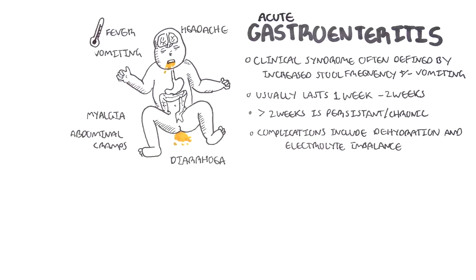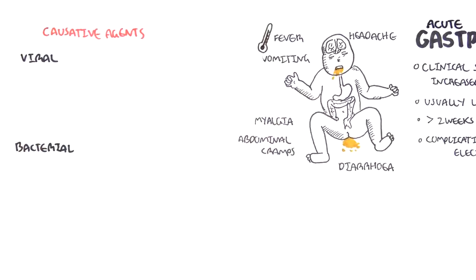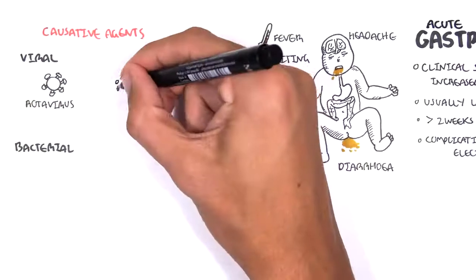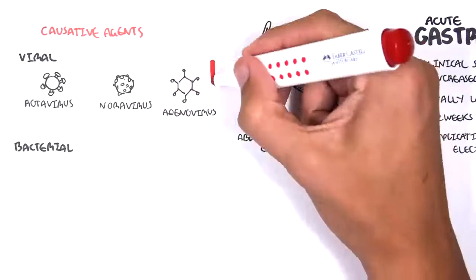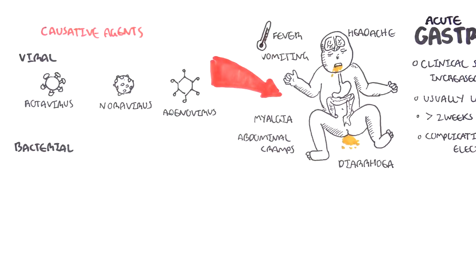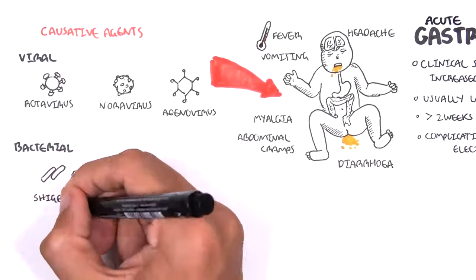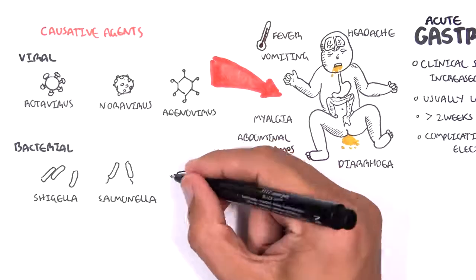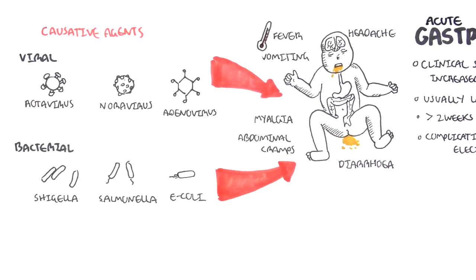The causes of acute gastroenteritis can be viral or bacterial. It is most often viral. The viral causes include rotavirus, norovirus, or adenovirus. Adenovirus, as we mentioned earlier in this video, can cause myocarditis, secondary to the gastroenteritis. Bacterial gastroenteritis, the causes include Shigella, Salmonella, and E. coli. Bacterial causes are often more severe.